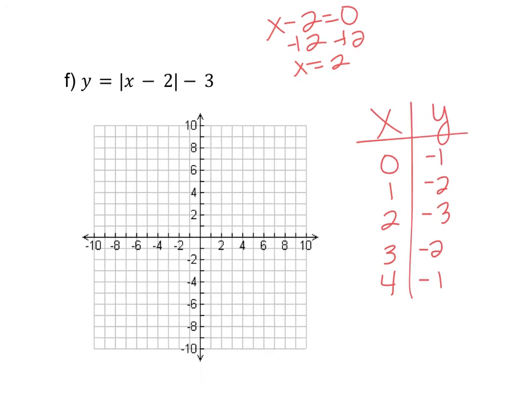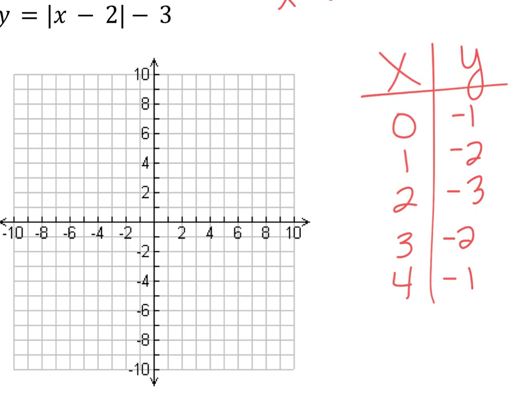Okay, so let's go ahead and graph these. 0, negative 1. 1, negative 2. 2, negative 3. 3, negative 2. And 4, negative 1. Okay, and it looks like that.